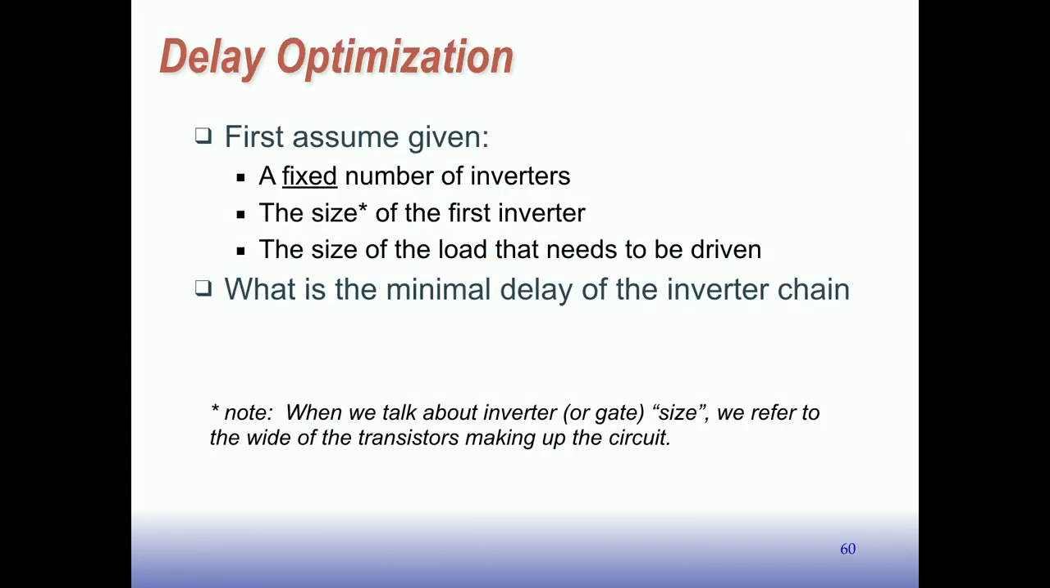So for this optimization, first we're going to assume a fixed number of inverters. We know the size of the first inverter, and we know the size of the load that it needs to drive. So we're asking, what is the minimum delay of the inverter chain? How do we size these in the chain, and what's the minimal delay that we can achieve? And again, remember, when we talk about size of an inverter or a gate, we refer to the width of the transistors, because the width is directly proportional to its internal resistance or its drive strength.